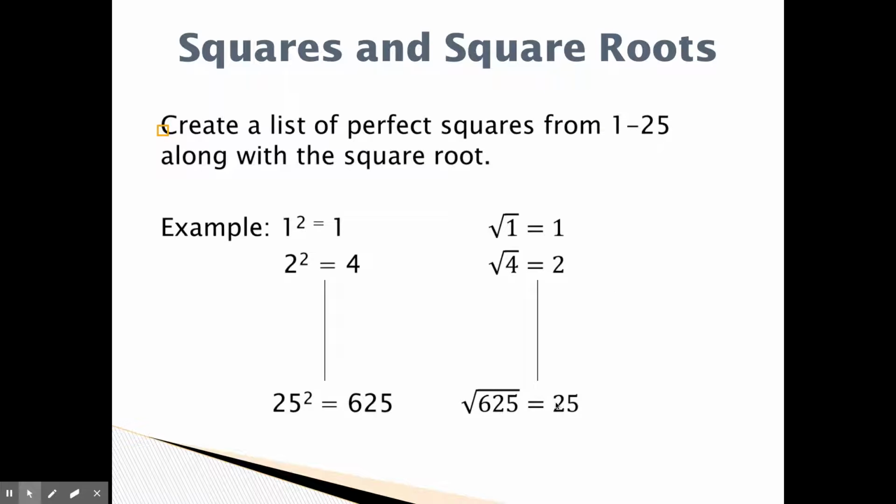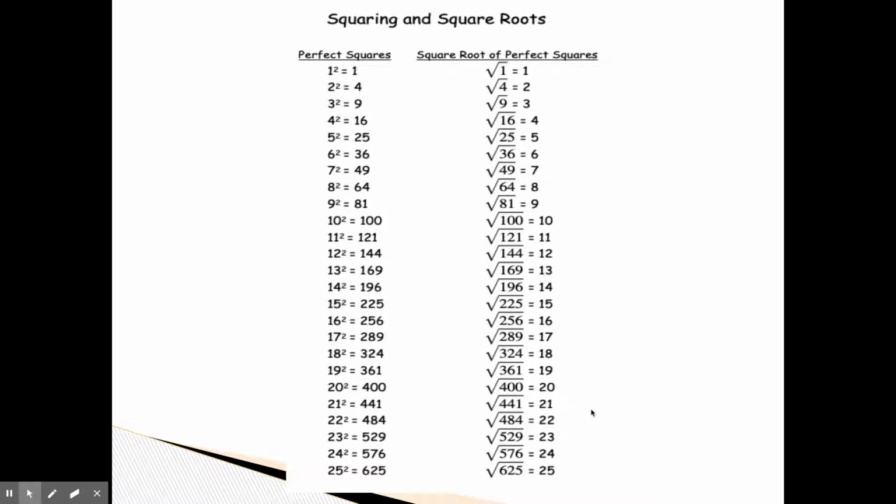Let's dive a little deeper into squares and square roots. This says create a list of perfect squares from 1 to 25 along with their square roots. Because I love each and every one of you, I've already done this for you. Here you go. You can either take a picture of this with your phone and save it, or I uploaded it as a separate file where you can download it under the materials tab.